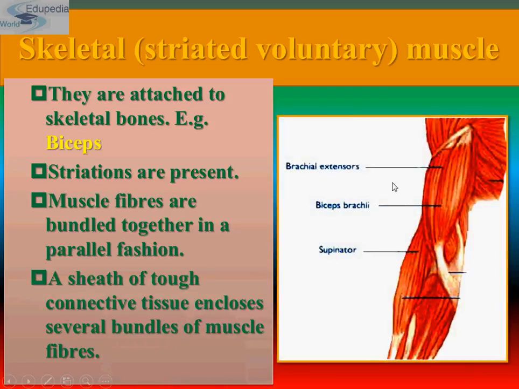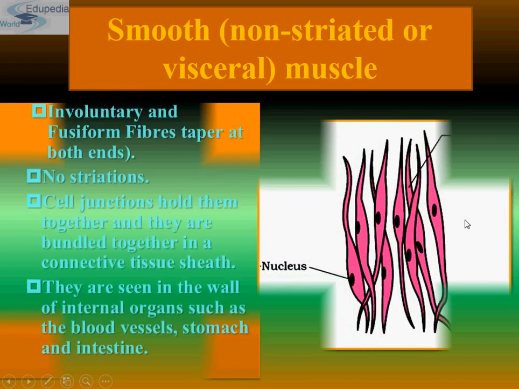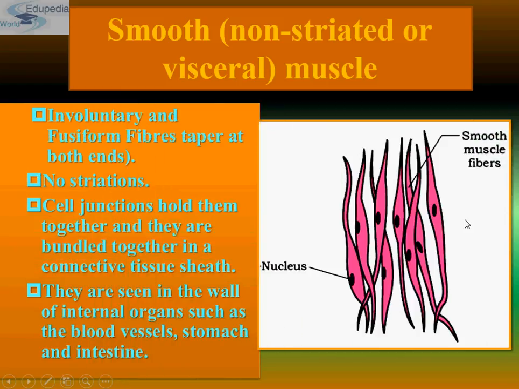This is your bicep, which is attached to the skeletal bones. These are the skeletal muscles that are attached to the skeletal bones, for example biceps. Now comes a smooth muscle fiber. They are also known as non-striated or visceral muscle. Involuntary and fusiform fibers, they taper at both the ends and they do not show striation.